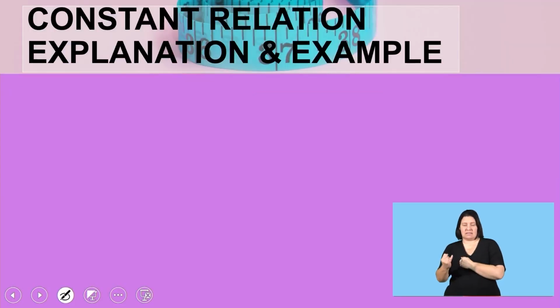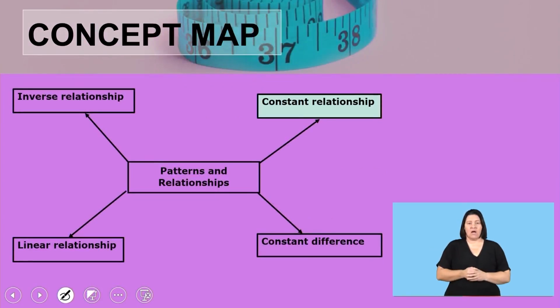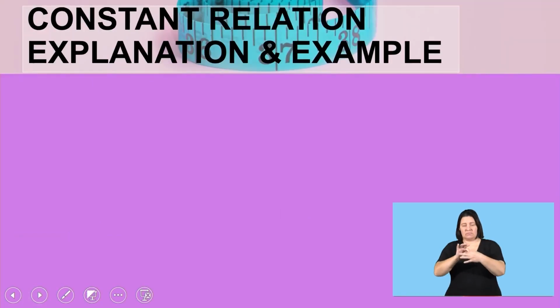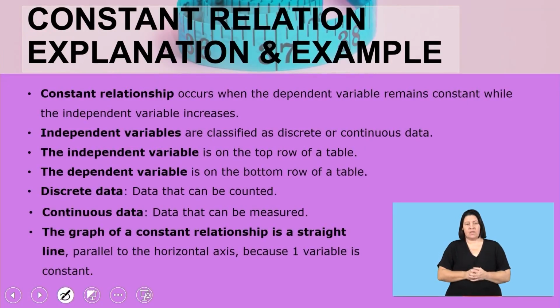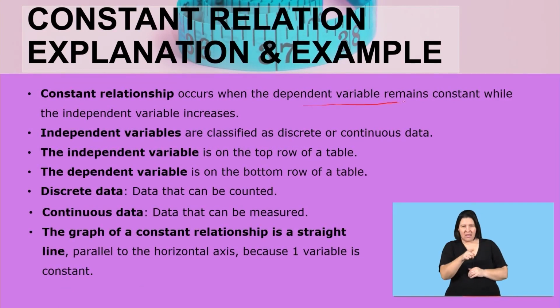Okay, now we are starting with the first content. The first content is constant relationship. Constant relationship occurs when the dependent variable remains constant while the independent variable increases. So I hope you still remember what the dependent variable is and what the independent variable is. I'm going to explain it as we get to the values.